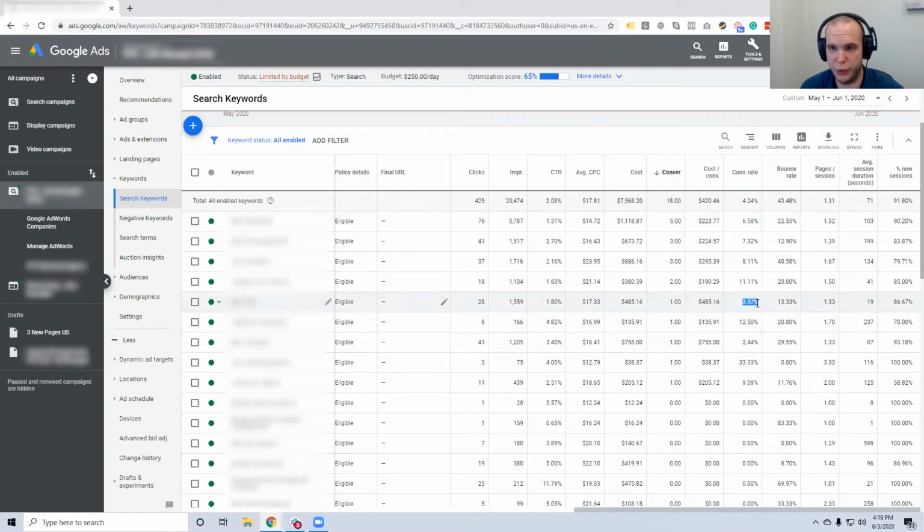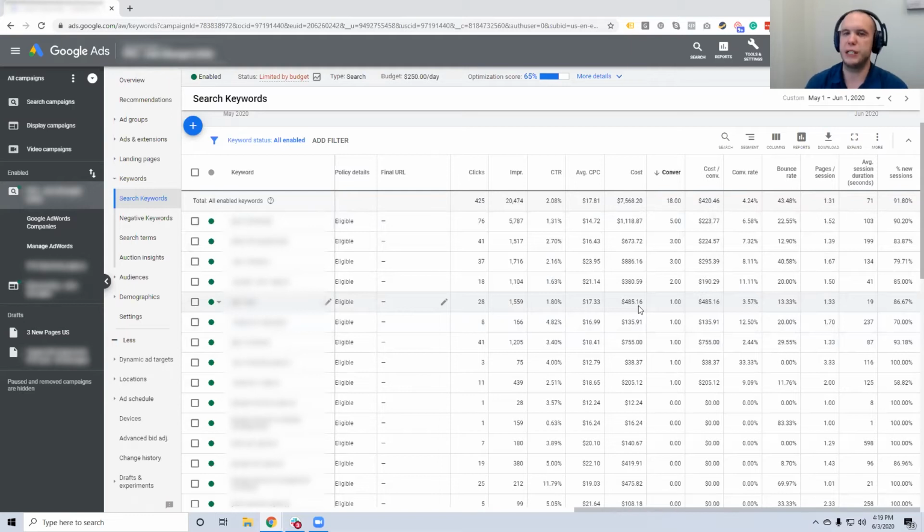Conversion rate's fairly low. Bounce rate's fairly low. The pages per session is low, and the average session duration is low. So what we're seeing is, while we are able to convert a user and it's still relevant, my conversion rate's not that great, and people don't spend a lot of time on my site or view a lot of other pages for this keyword.